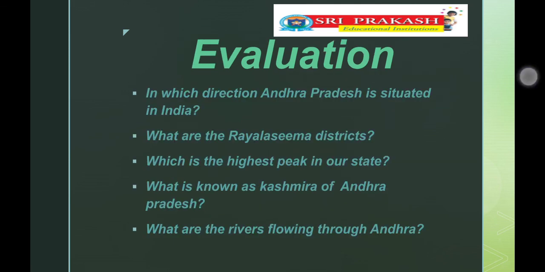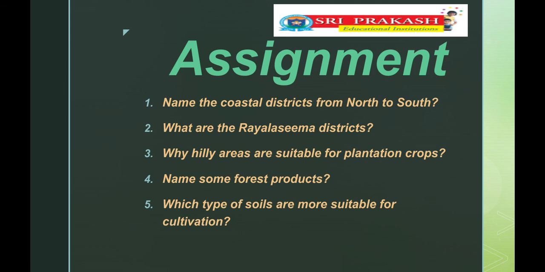Okay, please note down the assignment, children. This is the task at home. Name the coastal districts from north to south. What are the Rayalaseema districts? Why are hill areas suitable for plantation crops? Name some forest products. Which type of soil is more suitable for cultivation?